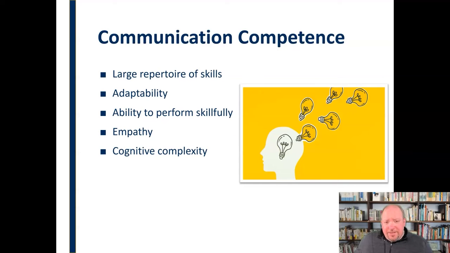Cognitive complexity is really the ability to hold multiple ideas, even conflicting ideas, in your mind at the same time, and really examine them from different perspectives. Let's just say you have a view on, pick your topic, gun control or abortion rights, anything at all. We ought to be able to look at the other side, to take their perspective in our mind, turn it over, examine it really fully from all angles.